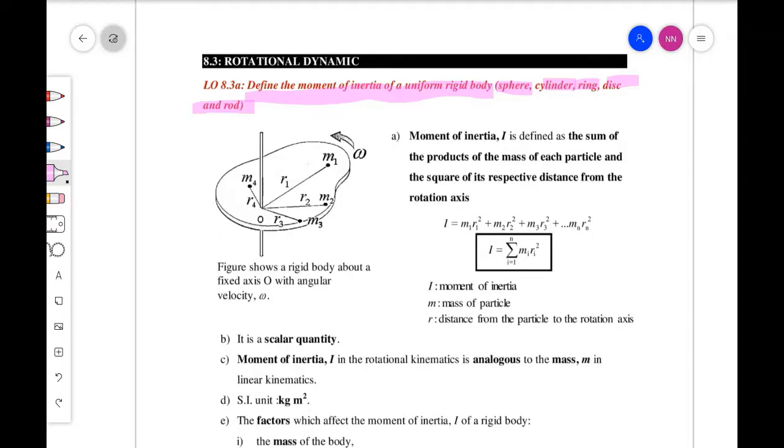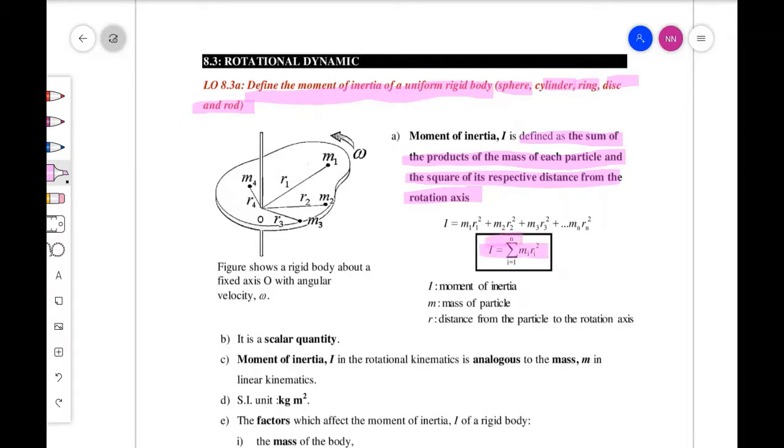Objek telah membuat rotational motion dengan constant angular acceleration alpha. Sebelum tu kita tengok dulu definition of moment of inertia. Moment of inertia is defined as the sum of the product of the mass of each particle and the square of its respective distance from the rotation axis. Formula dia adalah I equals mr squared.